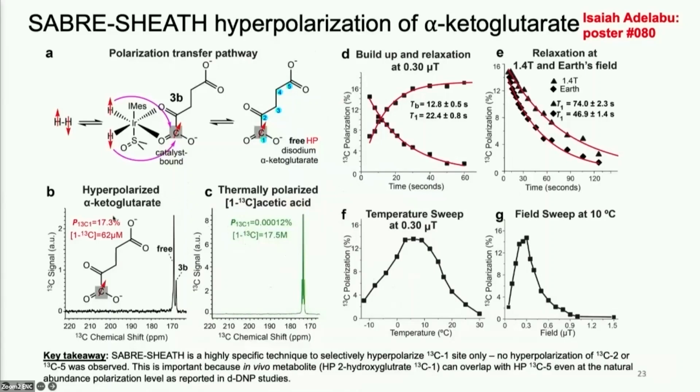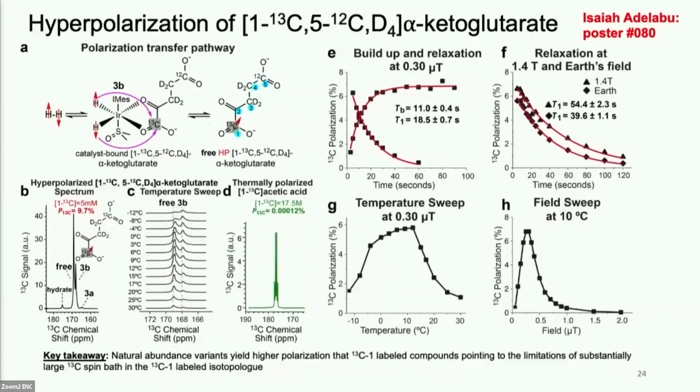Another important message here is that this is a very site-specific polarization technique. So here we're polarizing C1, we're not polarizing C5, we're not polarizing C2 at all. Why does that matter? It matters for biomedical applications where you may have potential overlap between different metabolites and the background signal from the natural abundance molecules. I'm not going to go into these details, but this is very important for biomedical applications.